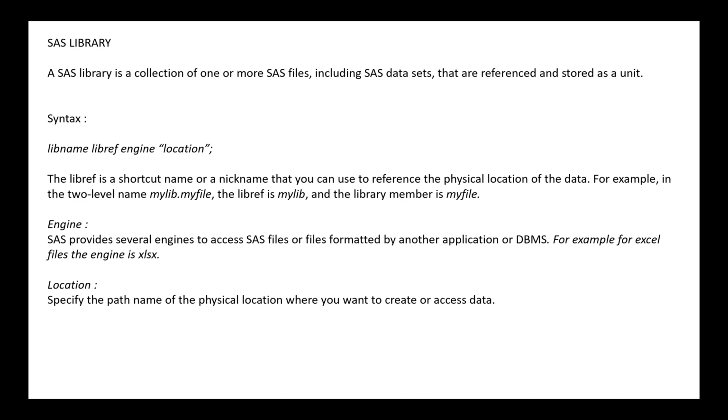Following is an engine. SAS provides several engines that we can use to access files formatted by other applications or DBMS. For example, if we were to use a library to read an Excel spreadsheet, we will use the engine XLSX. And then following is the location. So we also have to specify the path where our data is located.